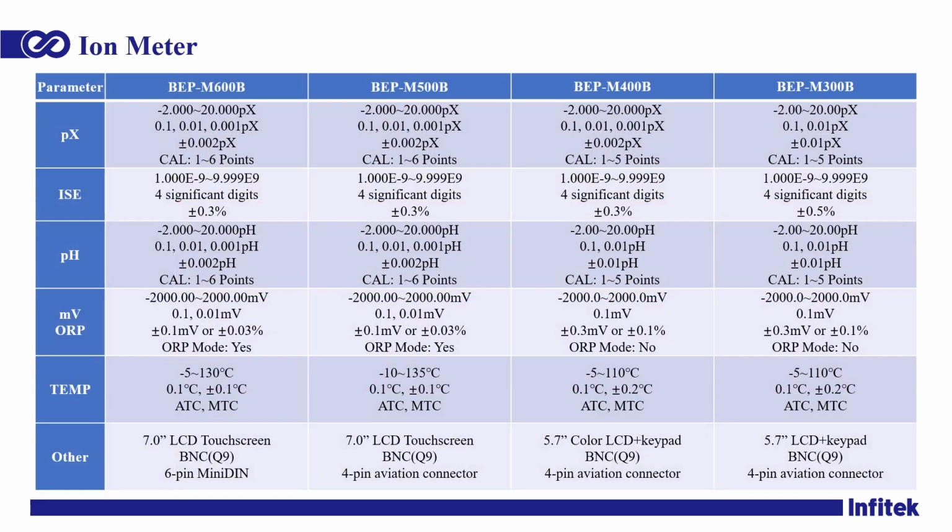In this table, I have listed some parameters of different models. We can take a look at the first model. Here are its measurement range, display resolution, accuracy, and calibration points. Our ion meters can also measure pH.